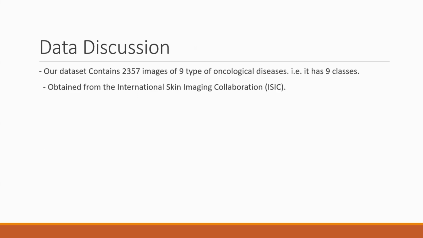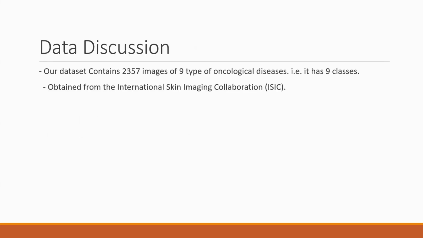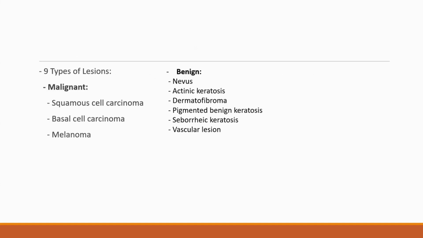Now, let us discuss the data we have utilized for this project. Our dataset contains 2,357 images representing 9 types of oncological diseases. These images were obtained from the International Skin Imaging Collaboration, but we have taken them from Kaggle. We have 3 types of malignant lesions in our dataset, which are listed here in the slide. And we have 6 types of benign lesions, which are also listed in the slide.